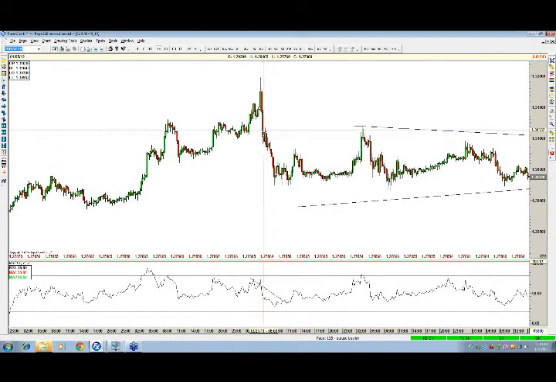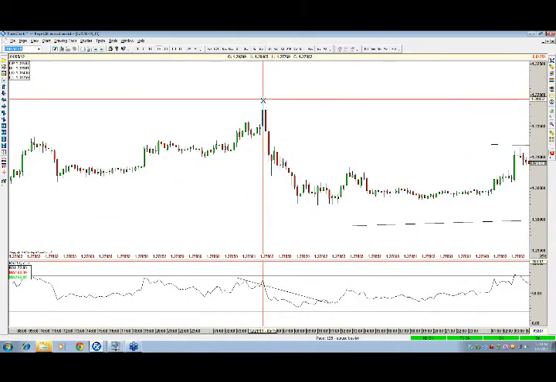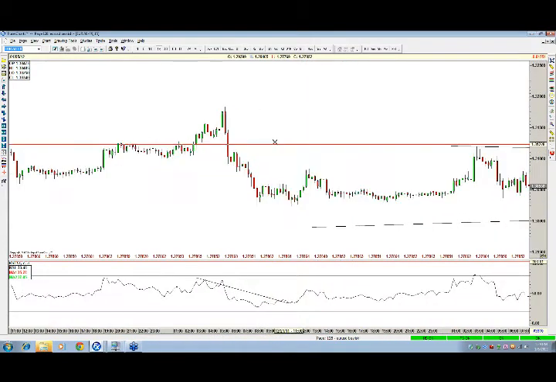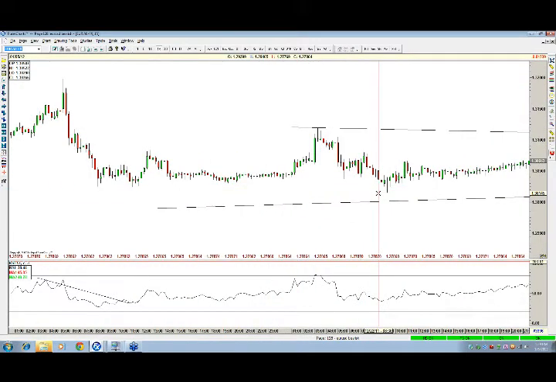You see, there was a correction in the middle, but there is a seven swing move. 1, 2, 3, 4, 5, 6, 7. It can be a 5: 1, 2, 3, 4, 5. Yeah, it can be a 5. But it makes another low here.